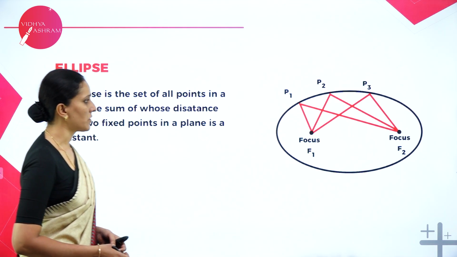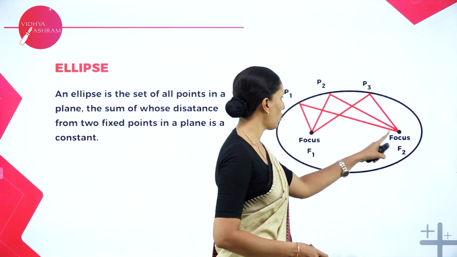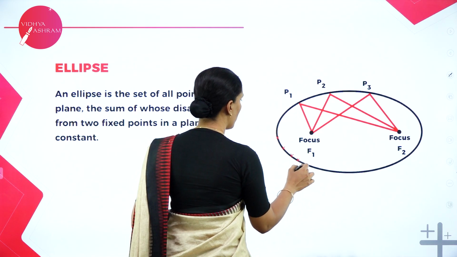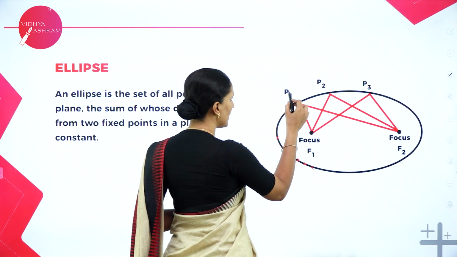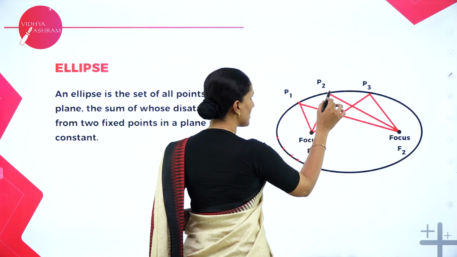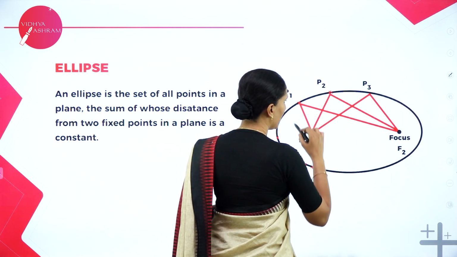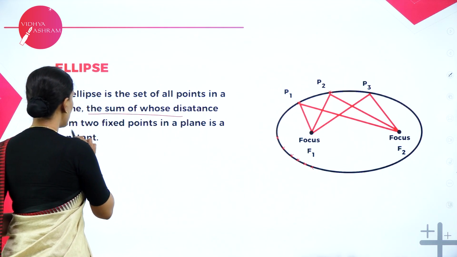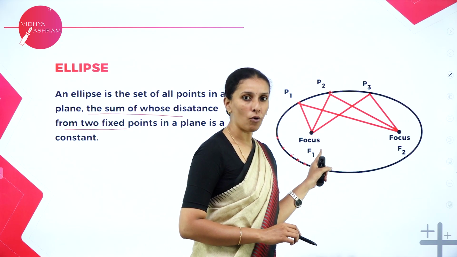Now, what do you mean by ellipse? So you can see here for an ellipse, we have two foci. These two are called the foci. An ellipse is a set of all points whose sum of the distances to any point on the curve is the same. Suppose I consider this point as P1, so the distance F1 plus distance F2 is the same as for any point P2, P3. If you add F1P2 and F2P2, it will be the same. So the set of all points in a plane, the sum of whose distances from two fixed points is constant, is called an ellipse. And those two fixed points are called the foci of an ellipse.